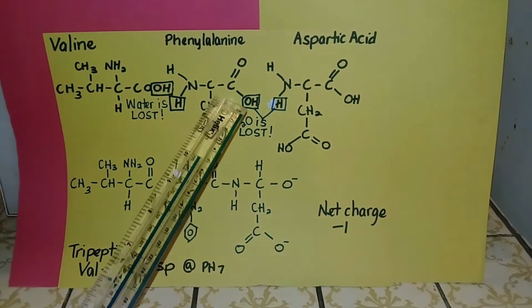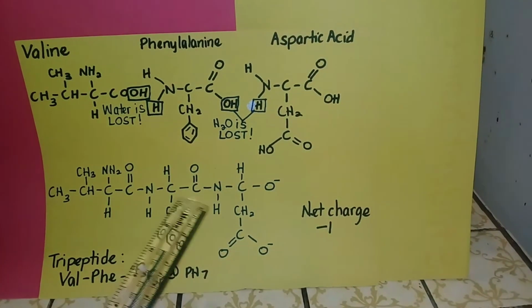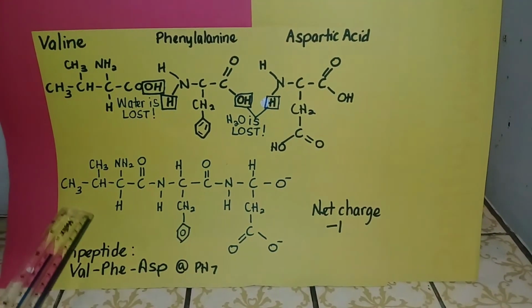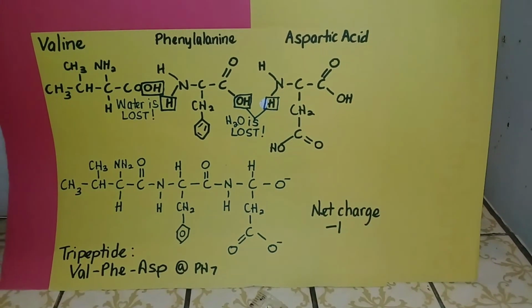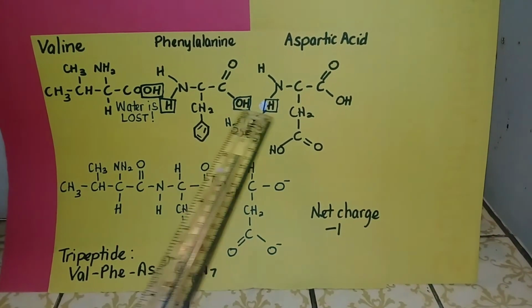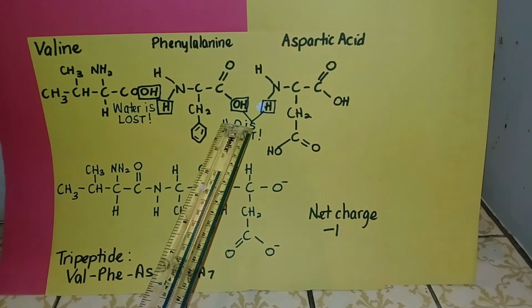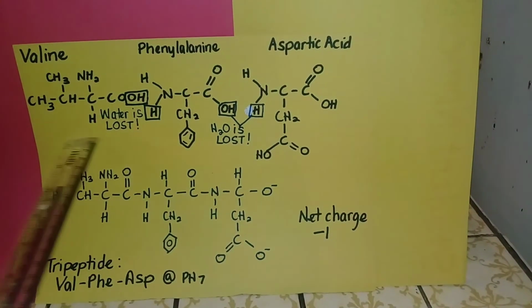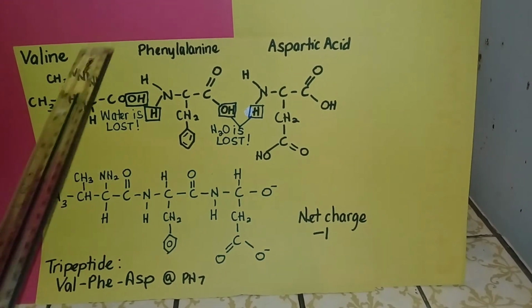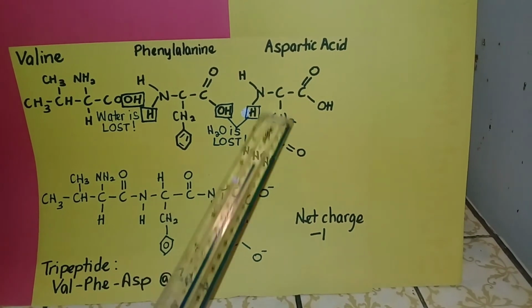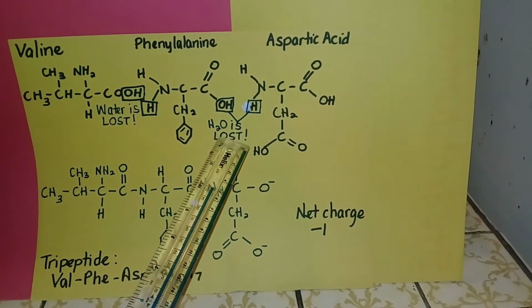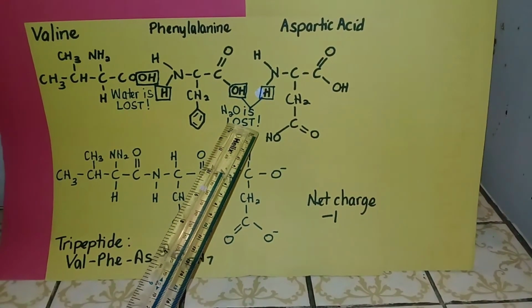Let's look at the phenylalanine and aspartic acid structure. So we already have valine and phenylalanine bonding here. So let's bond phenylalanine now to aspartic acid. Again, water must be lost to form this peptide bond because a tripeptide has 2 peptide bonds. We already formed one and now we are going to form the other one. This OH and H can form water here. H2O is water, so water is lost.